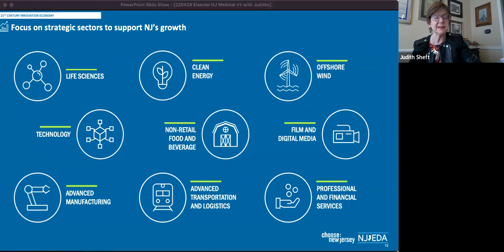Life sciences, again, is a critically important component of our activities, our economic growth in New Jersey. Clean energy, and then specifically, in addition to clean energy, offshore wind, the technology sector, the non-retail food and beverage space, film and digital media, advanced manufacturing, advanced transportation and logistics, and professional and financial services. And some of the things that underlie these areas, because we've had some conversation with people around photonics, and they'll say, well, where is photonics and quantum computing on this slide that takes a look at the industry sectors that New Jersey is supporting?